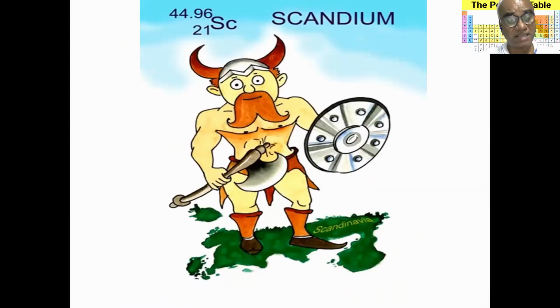People from Scandinavia are called Vikings. So the 21st element is scandium. Scandinavian countries are called Vikings. The 21st element is scandium.